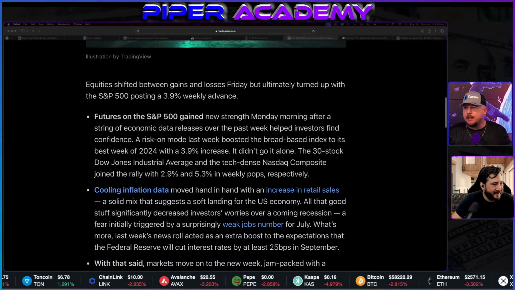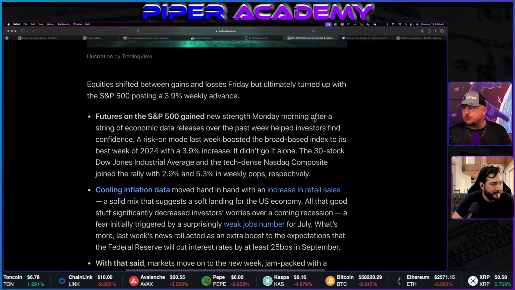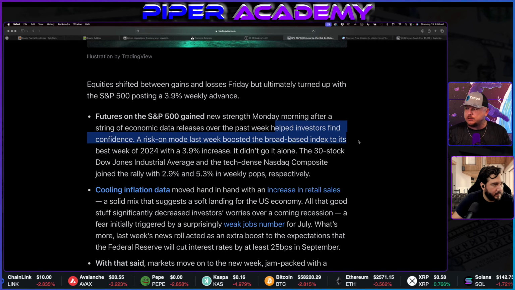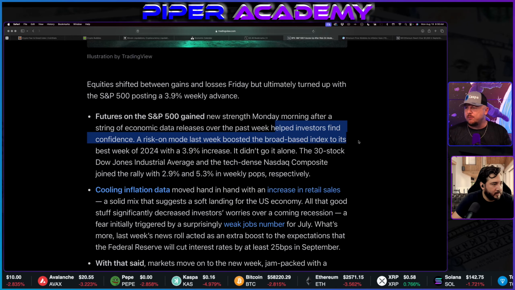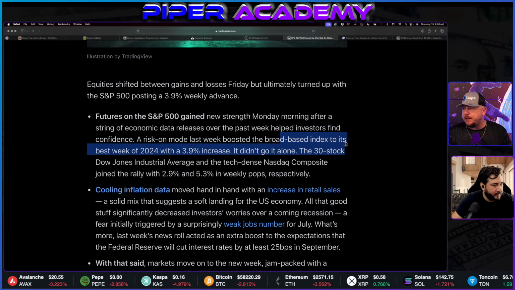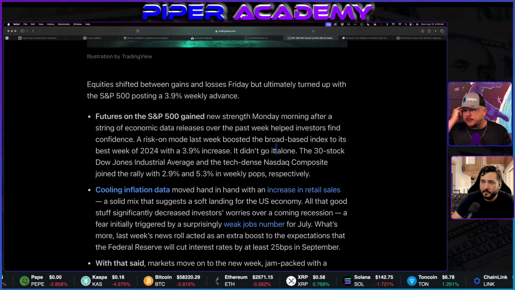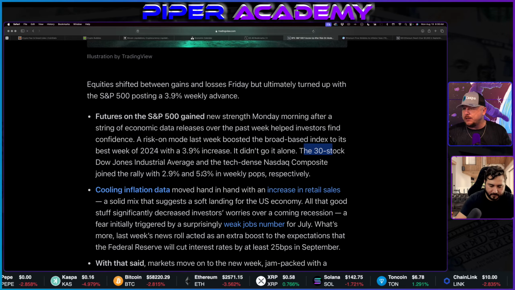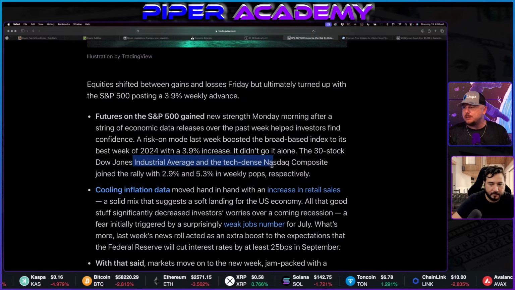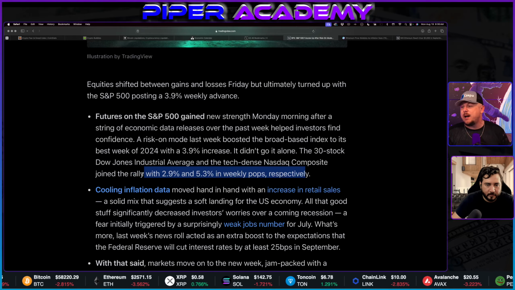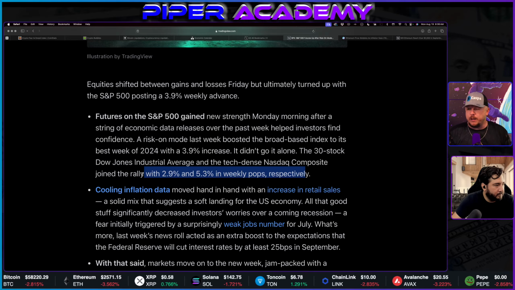Quick summary on this. Futures on the S&P gained new strength Monday morning after a string of economic data releases over the past week helped investors find their confidence. Risk-on mode last week boosted the broad-based index to its best week of 2024 with a 3.9% increase. It didn't go it alone. The 30-stock Dow Jones Industrial Average and the tech-dense NASDAQ Composite joined that rally with 2.9 and 5.3% in weekly pops.